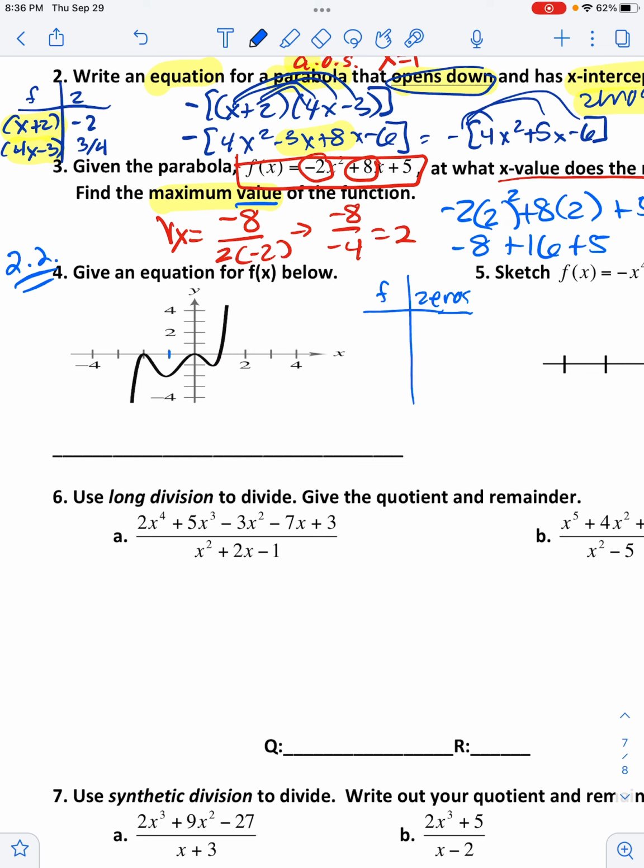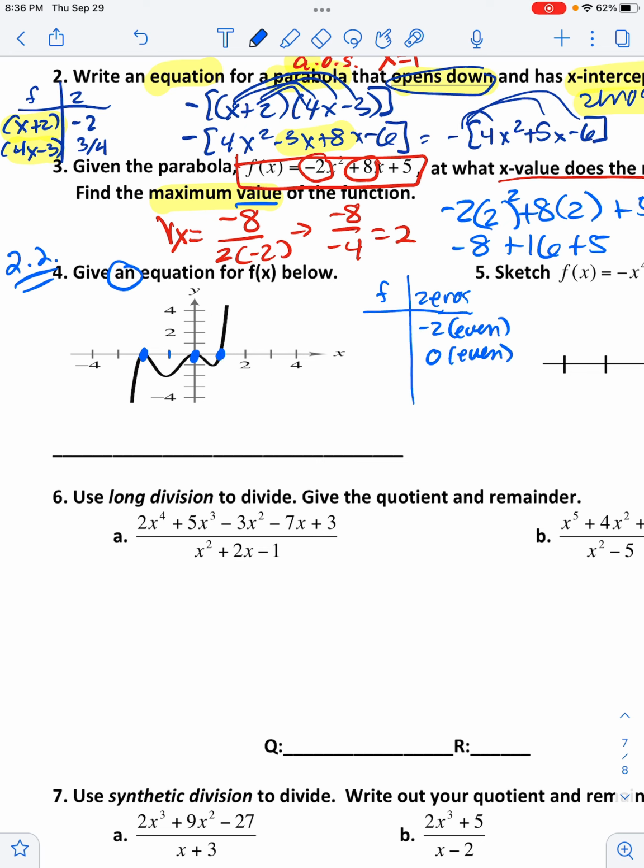So here is a 0 at -2. It bounces off, so that's going to have some kind of even multiplicity. I don't even know if it's 2, 4, 6, or 8, so I can pick, because it says an equation. There are more than one answer when it suggests that. My next 0 is at 0. And again, I have an even multiplicity because it's bouncing off the graph.